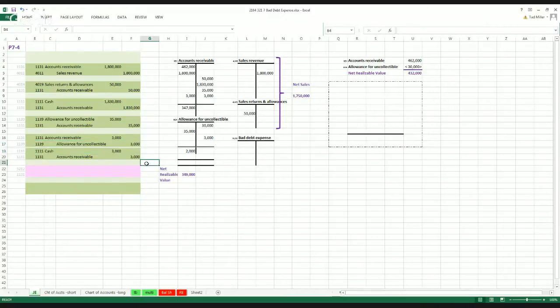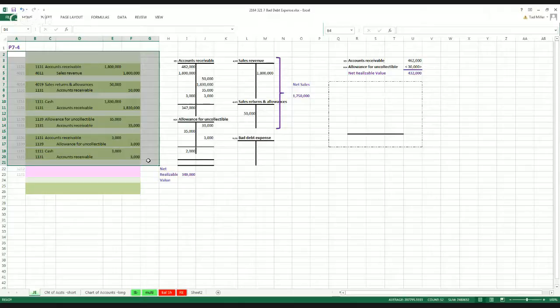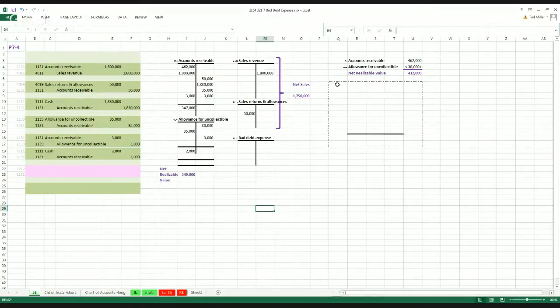Now let's stop for a minute and make sure we understand that regardless of which approach we're taking, whether the balance sheet approach or the income statement approach, these entries will be the same. They're the same under either approach. Now we're going to take the balance sheet approach, and the entry will be the same regardless of which approach we're taking, but the numbers will be different.